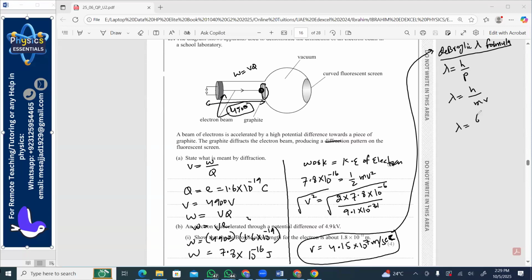So just 6.63 into 10 raised to the power minus 34, 9.1 into 10 raised to the power minus 31, into speed 4.15 into 10 raised to the power 7. And from here your wavelength is going to be 1.25 into 10 raised to the power minus 11 meter.